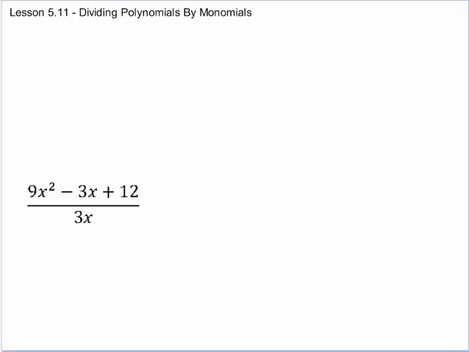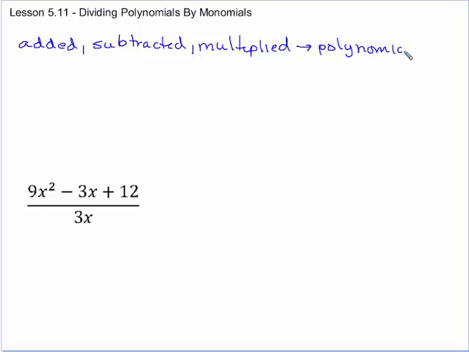Lesson 511, dividing polynomials by monomials. Now, so far we have added, subtracted, multiplied polynomials, and we've added, subtracted, multiplied, and divided monomials.